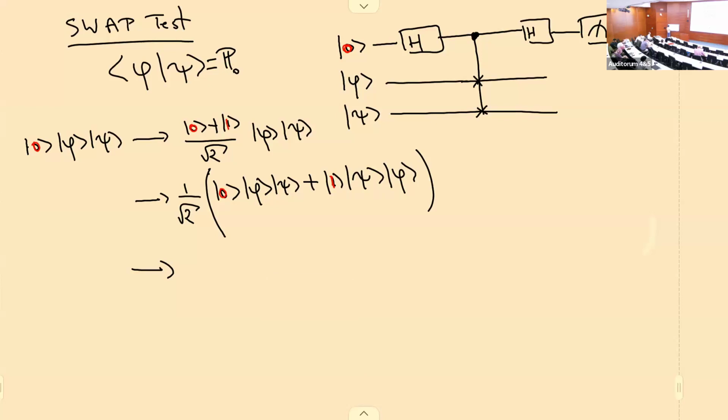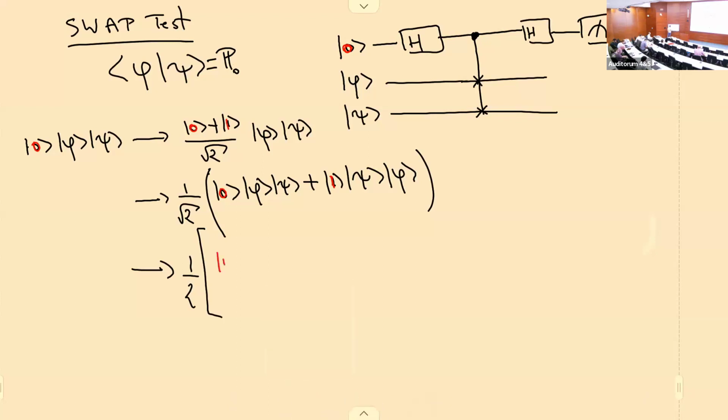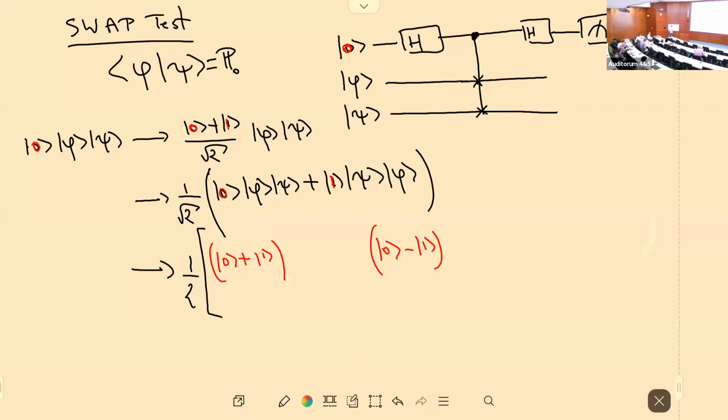So apply Hadamard. So the 0 will become 0 plus 1 over root 2. 1 will become 0 minus 1 over root 2. So I'll get 1/2 here. And then, let's just run like this for now. 0 plus 1. And then 0 minus 1. Boom, boom, boom. Phi psi plus psi phi.